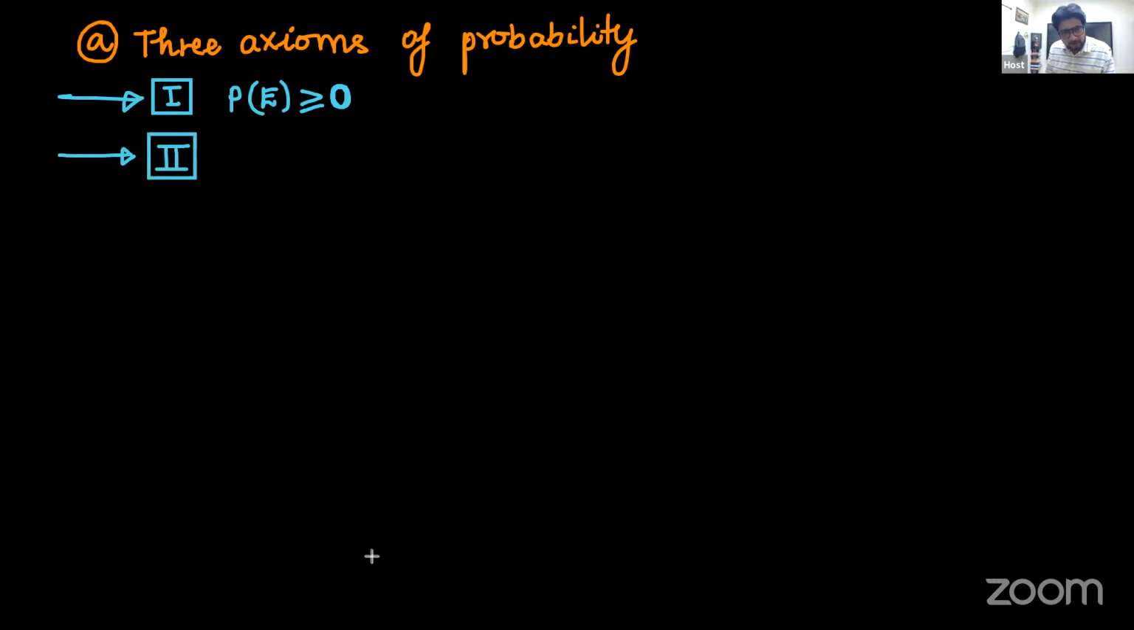Axiom number 2 is that the probability of the whole sample space is always 100%. Now, what is the proof of this axiom? If you're asking for proof of an axiom, then your expectation is wrong. An axiom cannot be proved. An axiom is nothing more than a belief. An axiom can never be proved. You cannot prove an axiom, no.